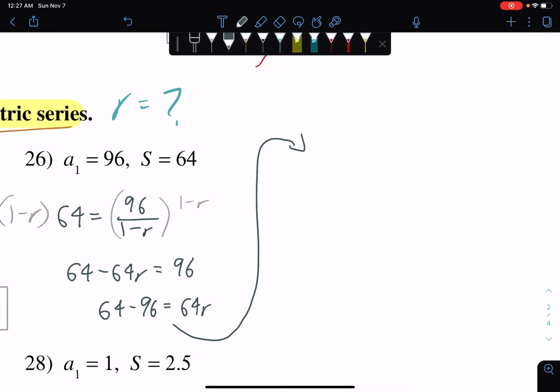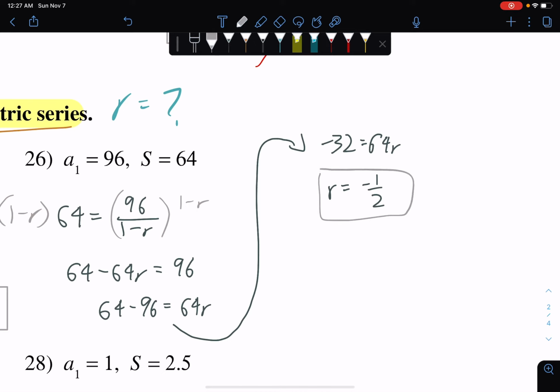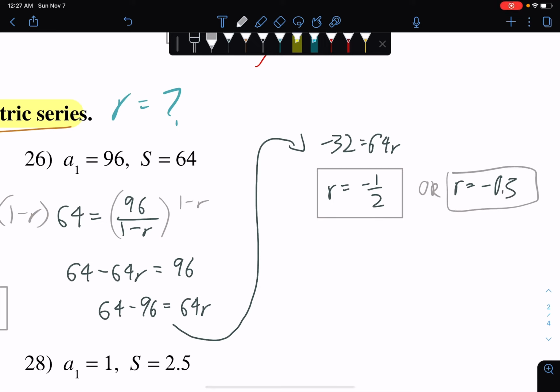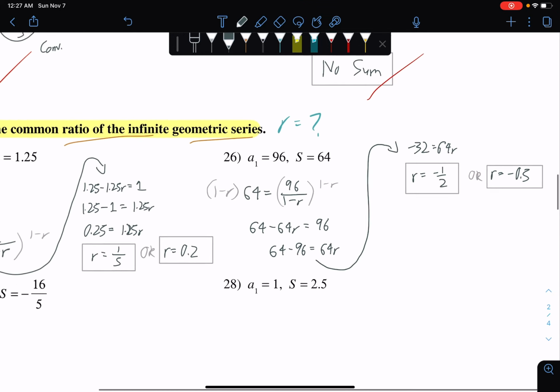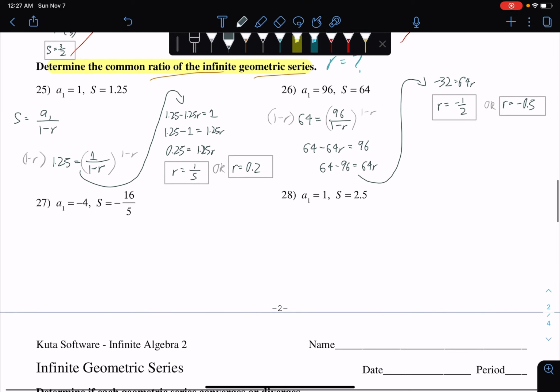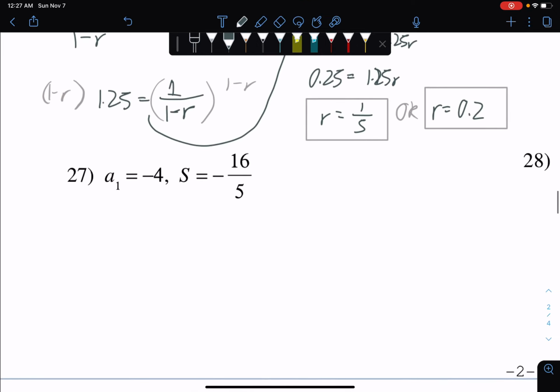64 minus 96 is negative 32 is equal to 64r. Divide both sides by 64. R is equivalent to negative 1 over 2. There you go. That's how we get our common ratio. R is equivalent to, in other words, negative 0.5. Alright. We finished number 26. Let's move to number 27.